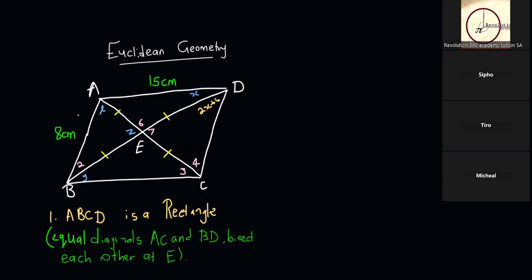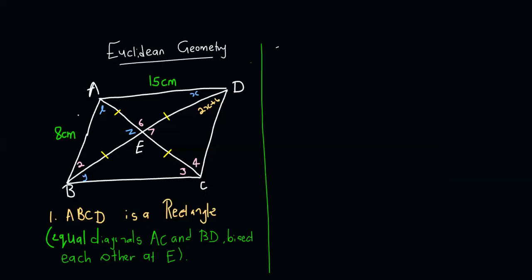Now we are going to number two. All of this that I'm teaching you, you'll understand from the basics of Euclidean geometry. On number two, it says determine, giving reasons, X, Y, and Z. So they want us to calculate the size of X, Y, and Z. Since now you understand that ABCD is a rectangle, they want you to calculate X, Y, and Z.